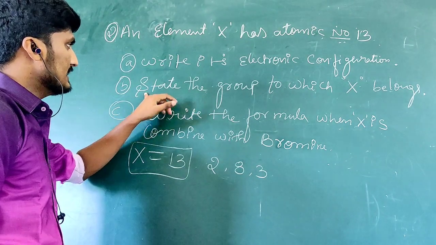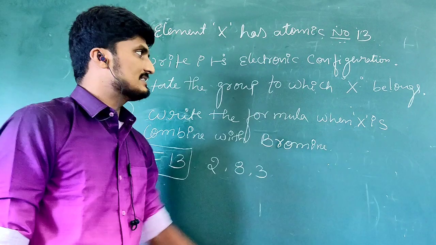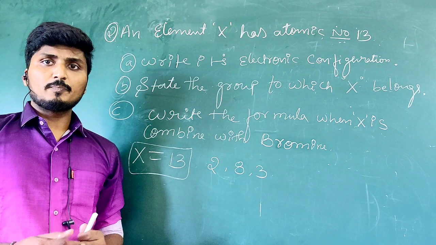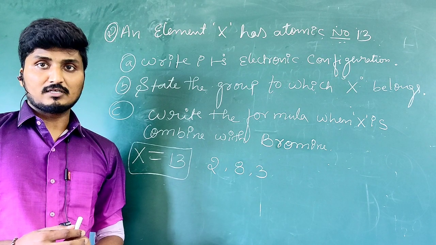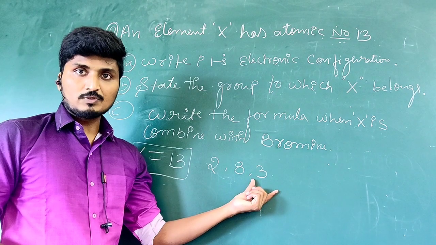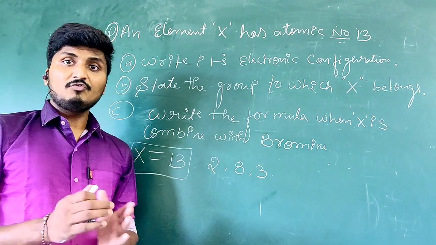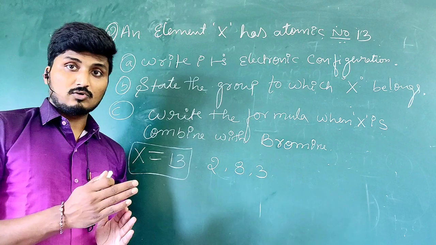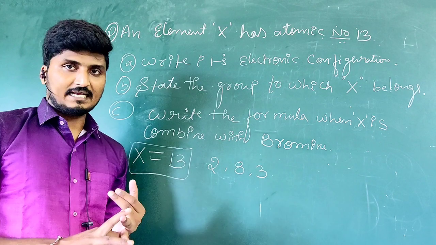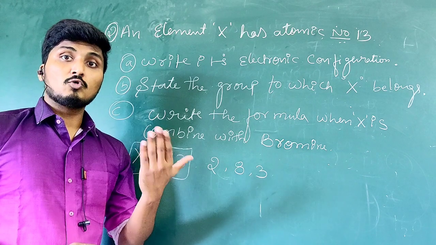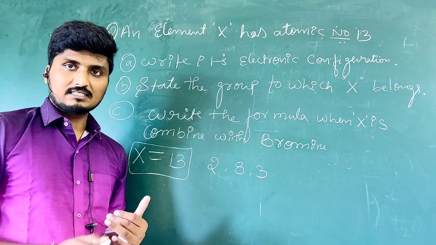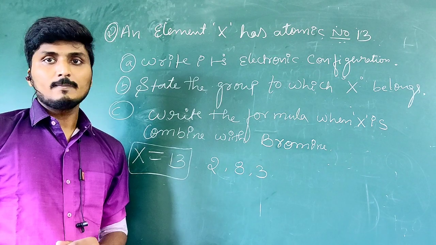The second question is, state the group to which X belongs. We already know how to find out the period and groups in the modern periodic table. So apply the same thing. How are we going to find out the groups? If the number of valence electrons is 1 or 2, then it belongs to the first group or second group. If the valence electrons are more than 2, that is 3, 4, 5, 6, 7, 8, we need to add 10.